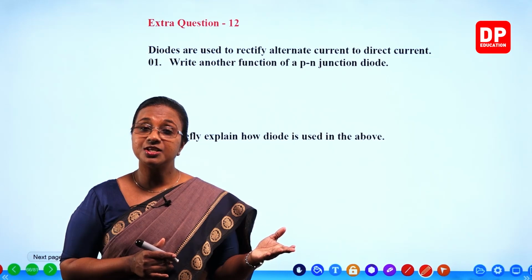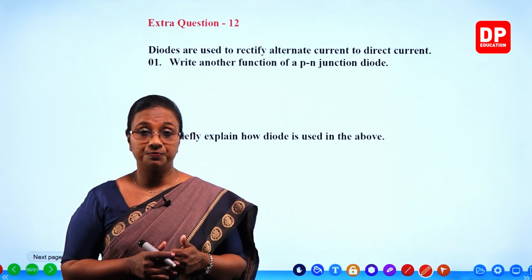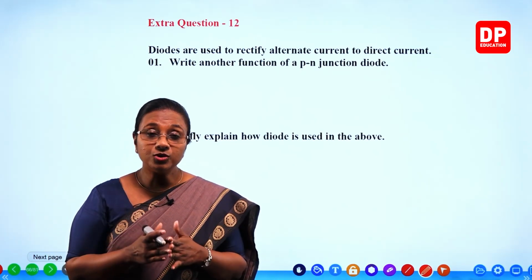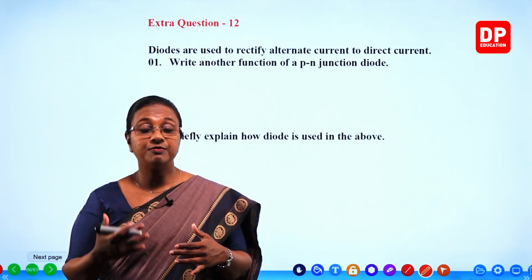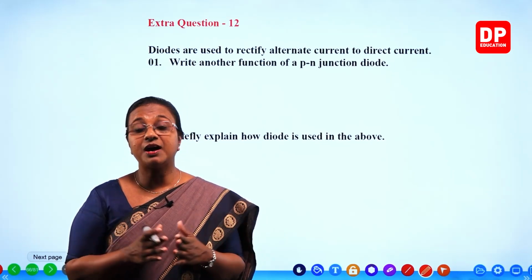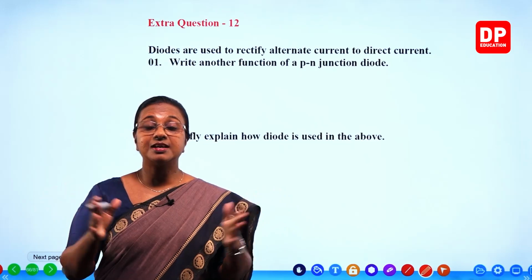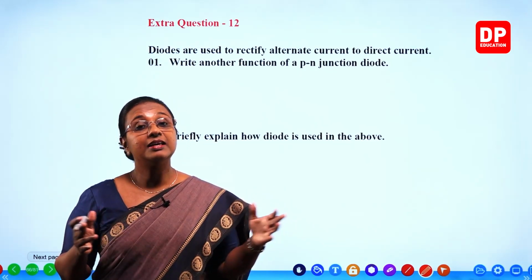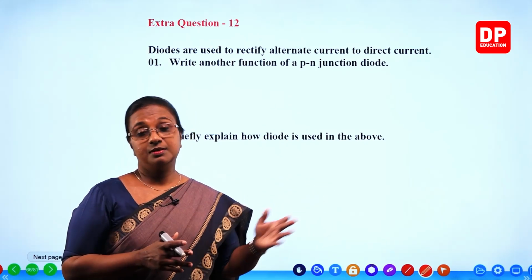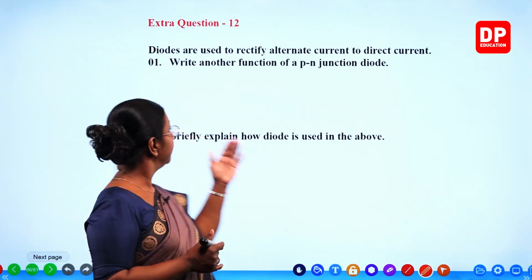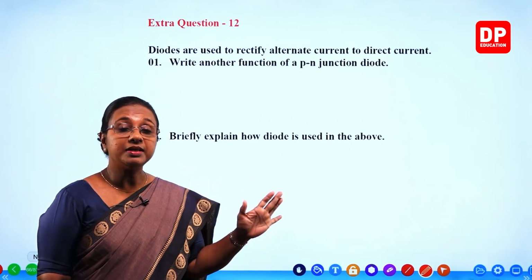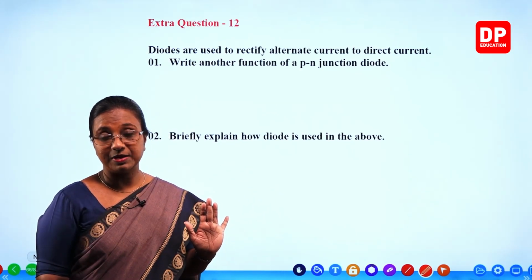Then there is the PN junction diode that is used as the solar cell also. You can remember where there is a PN junction where light falls on it, due to the light energy there is an electromotive force generated, and that gives rise to generation of electricity. That is the function of a solar cell, and solar cells connected together in series and parallel give rise to a solar panel. That is also another function of PN junction diodes. But here, write another function of a PN junction diode. I am going to write the protecting of the electronic devices, that particular function.